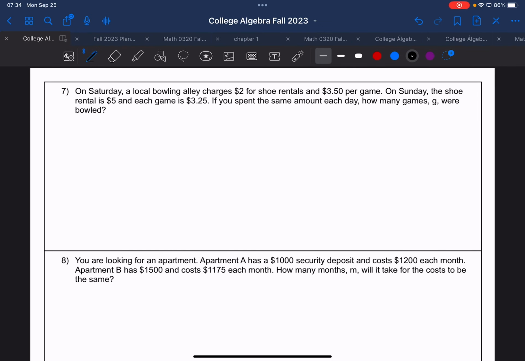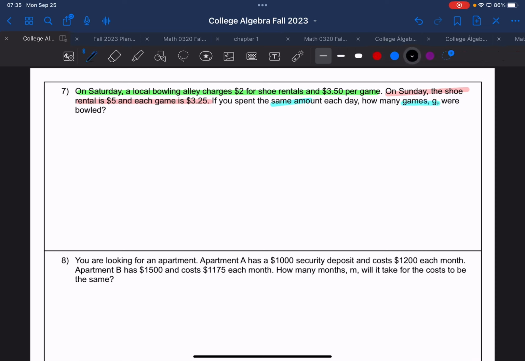Number 7 says, on Saturday, a local bowling alley charges $2 for shoe rentals and $3.50 per game. So that shows us our first equation. Then it says, on Sunday, the shoe rental is $5 and each game is $3.25. So that is our next equation. If you spend the same amount each day, how many games G were bowled? So we have the keyword same amount and then our variable G for games.